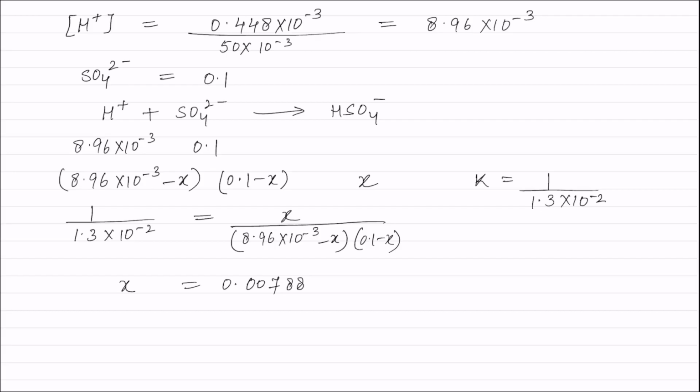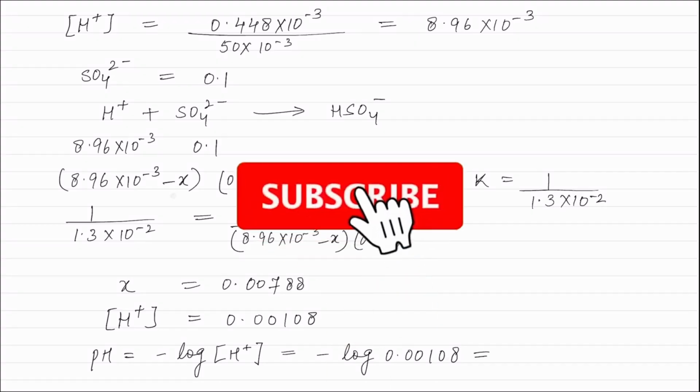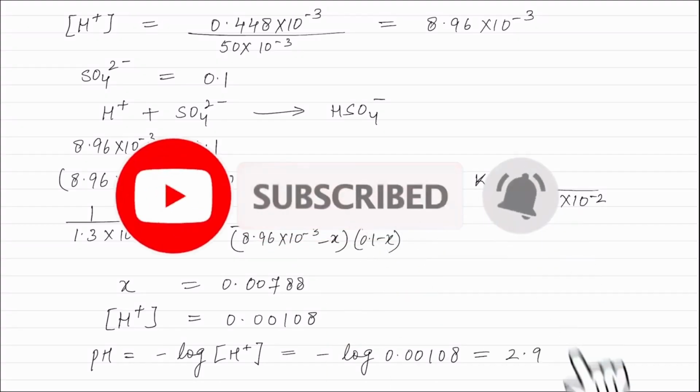Subtracting the value of X, the concentration of H⁺ ion in the solution will be 0.00108. Now the pH of the solution is equal to minus log of the H⁺ ion concentration, which is equal to minus log 0.00108, and solving this, the pH of the solution is equal to 2.96.